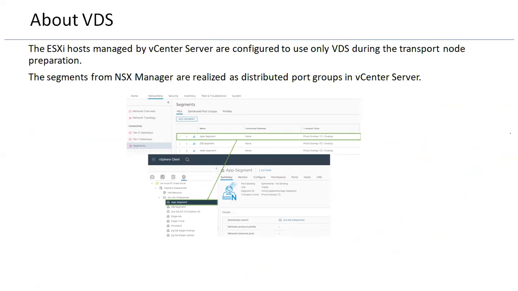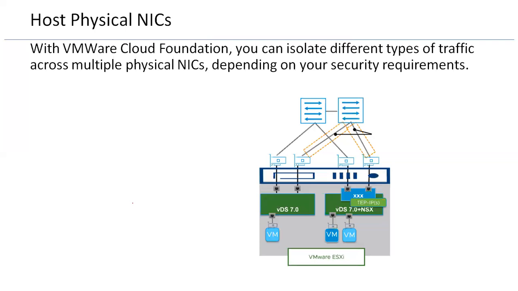Well, about VDS: all the ESXi hosts will be managed through the VDS, which we refer to as the virtual distributed switch. All the port groups will be available, the port groups that you have created and also the segments that you have created in your NSX. Those will all be available in the distributed port group. When we talk about the physical NIC construct, it's a matter of how many physical NICs we want to use. A bare minimum of 2 physical NICs is required.